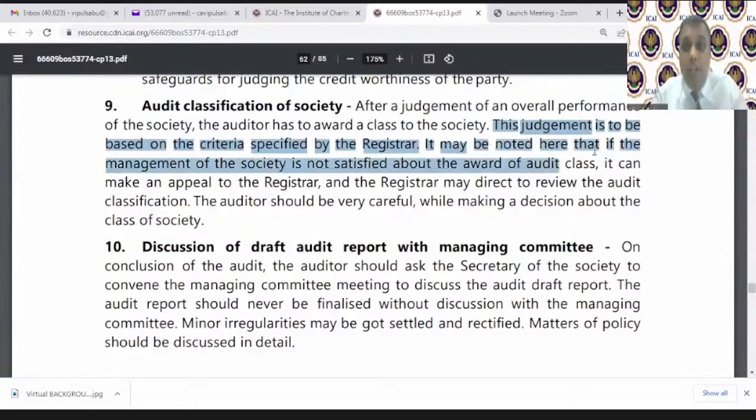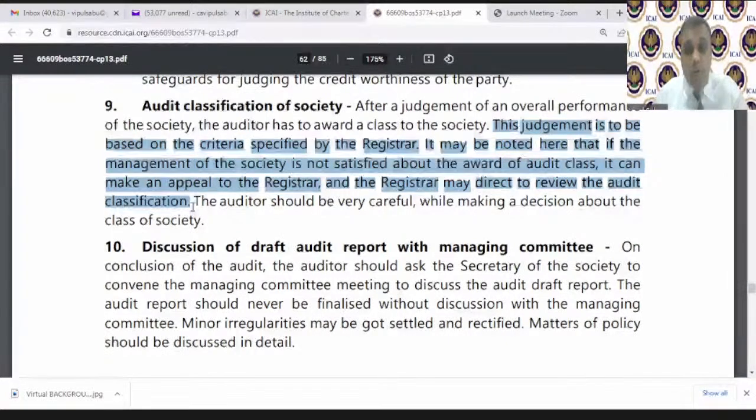It may be noted here that if the management of the society is not satisfied about the class awarded by the auditor, it can make an appeal to the registrar, and the registrar may direct a review of the audit classification. The registrar may direct any person other than the auditor to review whether the classification given by the auditor is appropriate or not, because the society is not happy with the class given by the auditor.